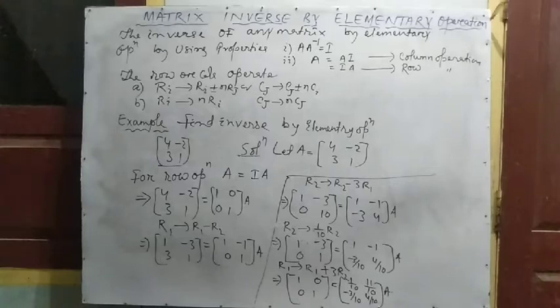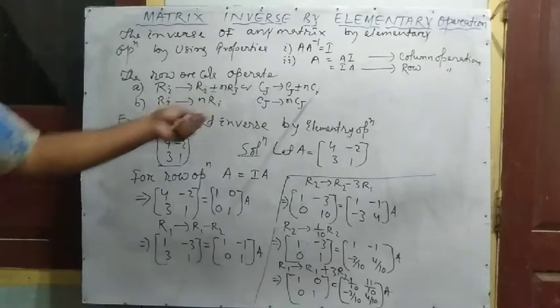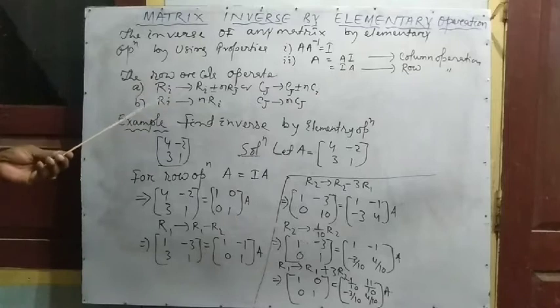So elementary operation means using one row or two rows, three rows, etc., or columns similarly. These are known as elementary operations. Elementary simply uses multiplication, addition and subtraction. The elementary operations of a matrix are classified into two types: one is the column operation and the second is the row operation.